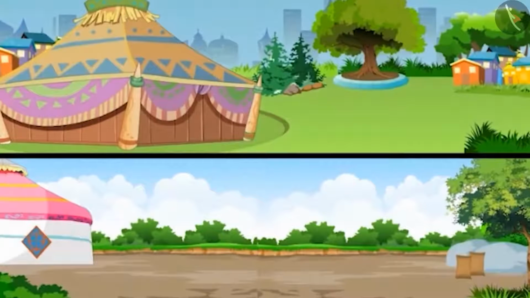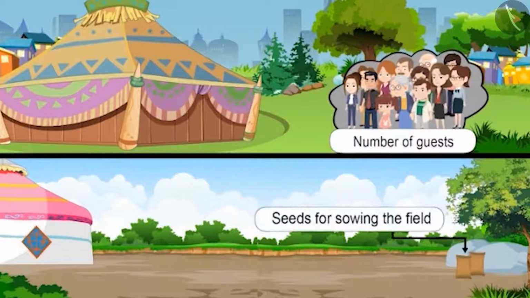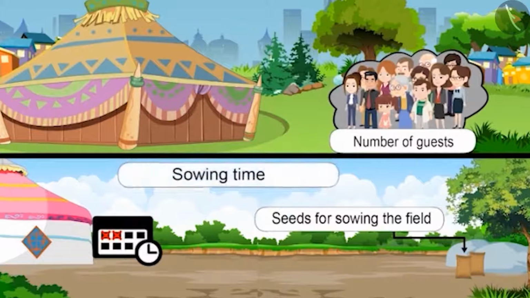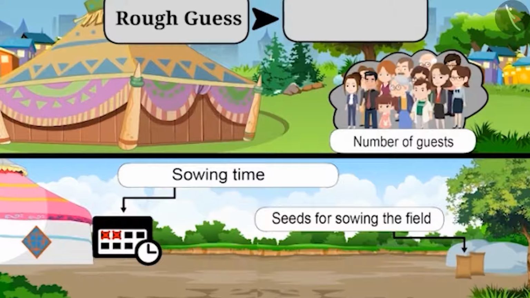In certain cases, we can't find the exact number. In such cases, we simply do a rough estimation to find the number. For example, the number of visiting guests, essential seeds for sowing the field, and sowing time, etc. The rough guess of any number is called estimation.